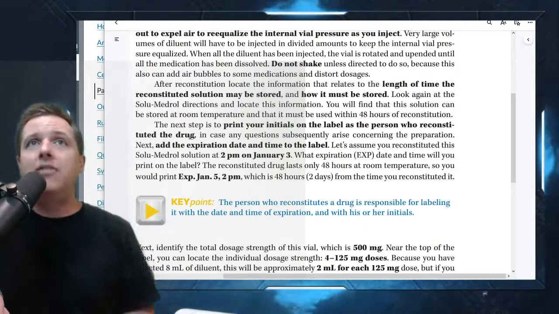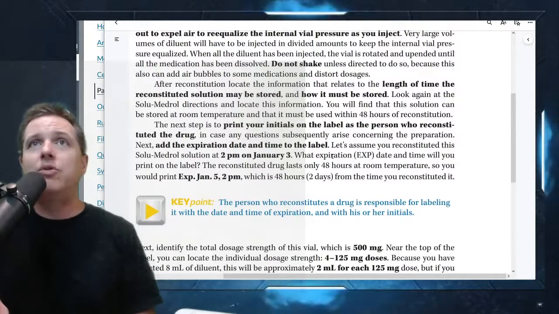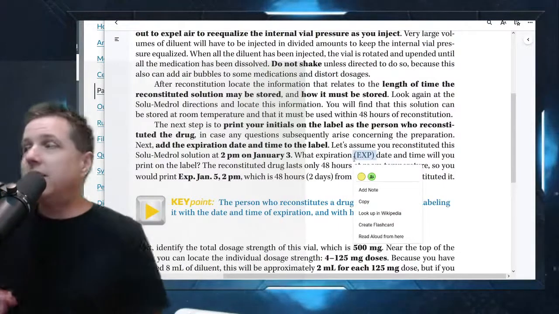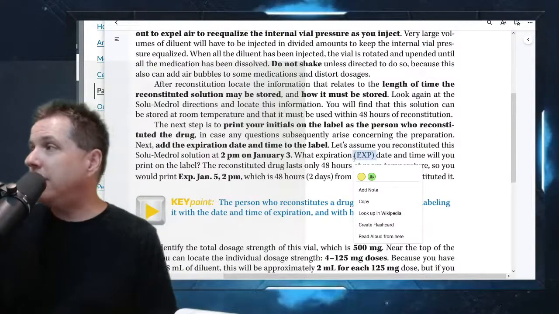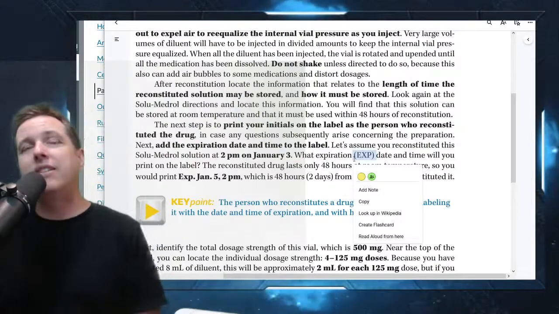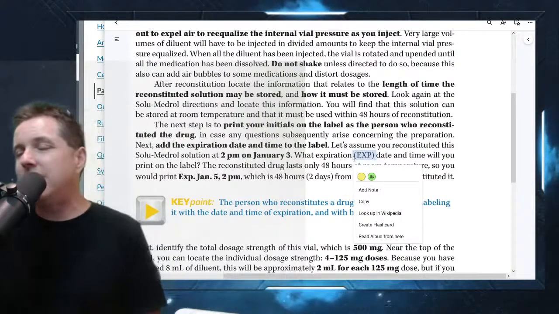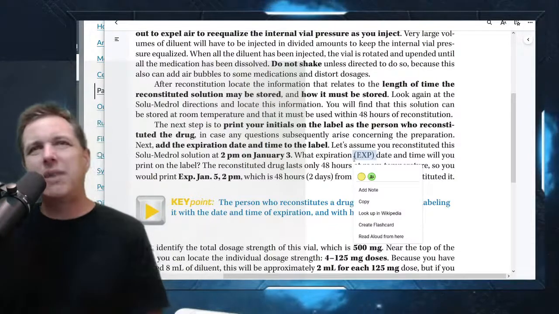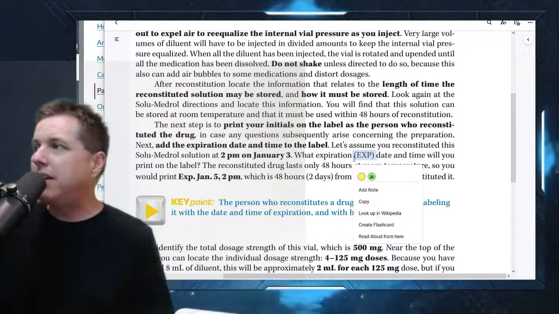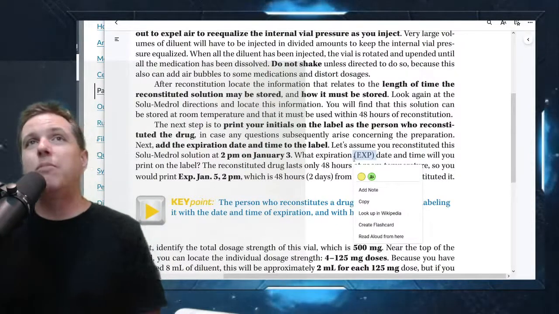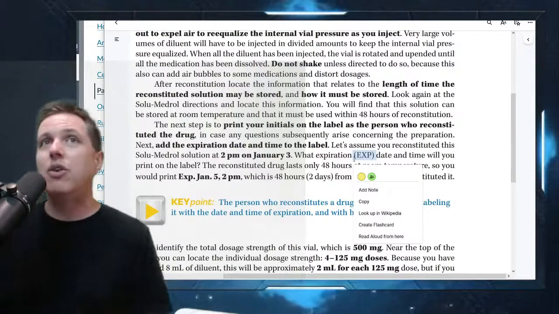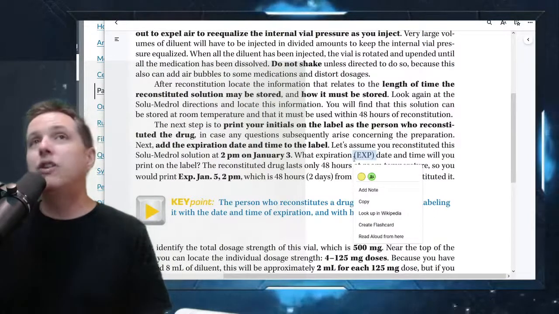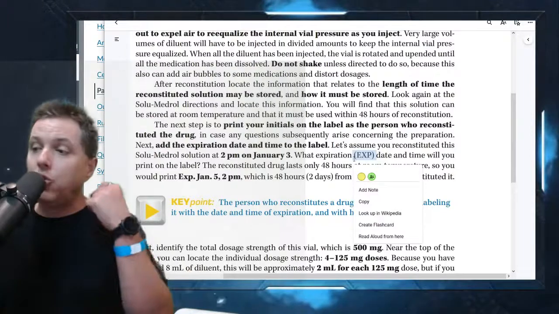And then you add the expiration date and time to the label. So I'll highlight it here. This exp, they make a big deal out of that in the homework. You have to put the exp there, which makes sense. If there's just a date and time listed, then people could say, well, what is this time supposed to represent? But the exp is making it clear. We're talking about expiration. We're talking about after this point, you should not be using that. So that's what you're supposed to do.